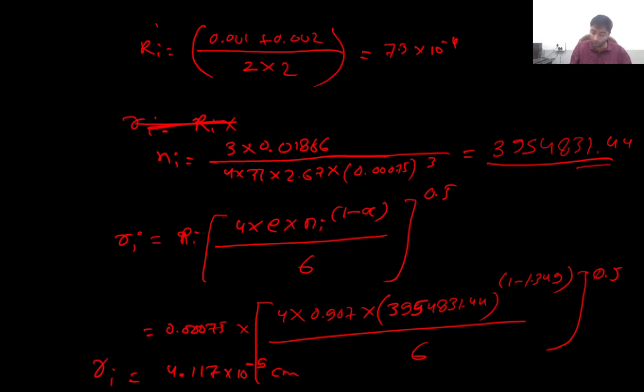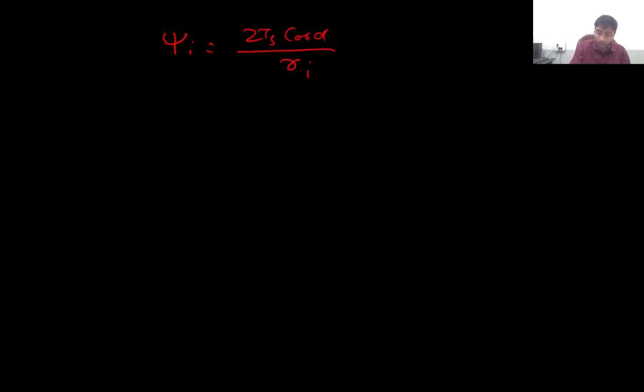The unit which you are taking is centimeter from the start, so I is also in centimeter. Then after solving this, we will solve for the value of matrix suction. So let's start again. For the matrix suction, it's written twice Ts cos alpha upon Ri.